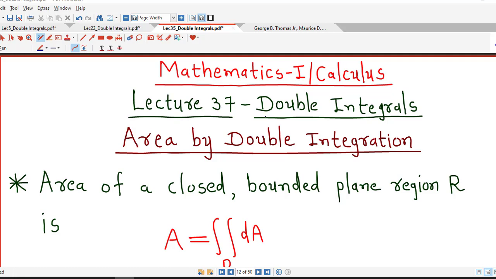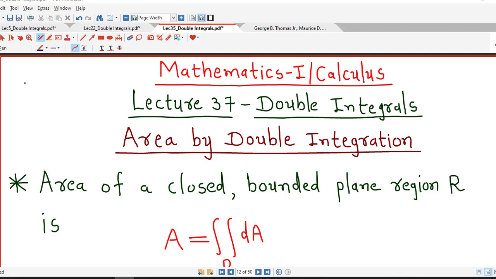Hello friends, I welcome you in lecture number 37 on double integrals. In this lecture we are going to understand one application of double integrals in finding area of the region which is bounded by given curves in the xy plane.